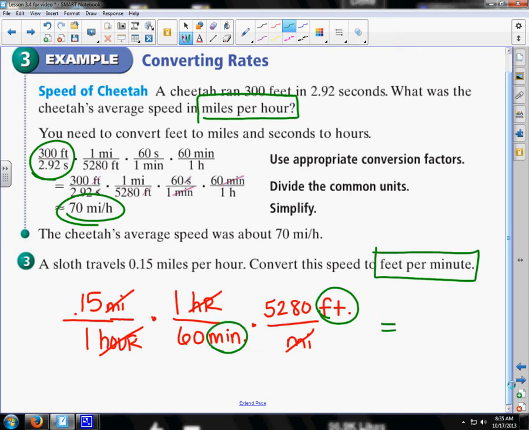And then I have to multiply straight across. So I'm going to do 0.15 times 5,280 and then divided by 60. And you get 13.2 feet per minute.